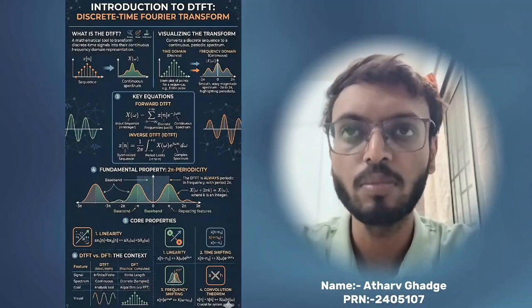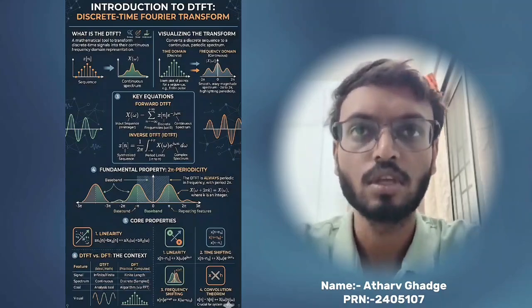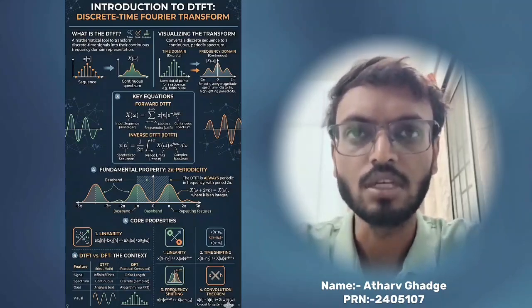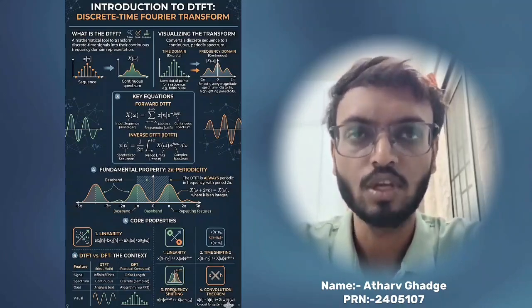Here x of n is the input sequence, where n is an integer, and omega is the continuous frequency, and e raised to minus j omega n gives the continuous spectrum.